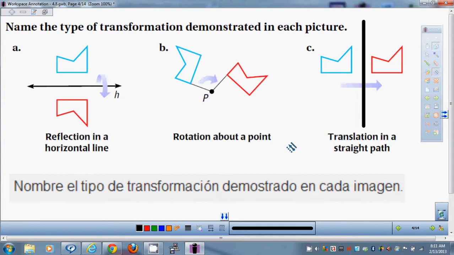How do I know? There's no vocabulary you're using. You just use logic. How could I determine that this is a translation and not a reflection? Exactly. Very good. Reflections will look opposite around that line. Translations will look the exact same. Very good. Okay.